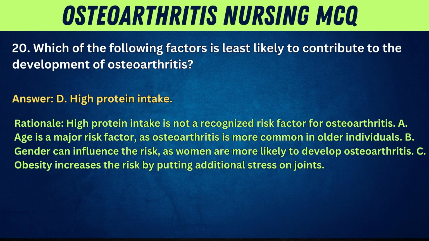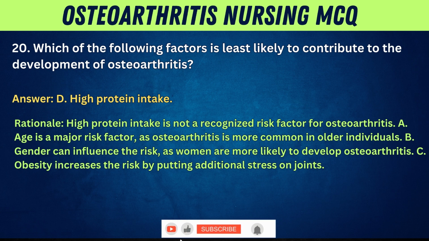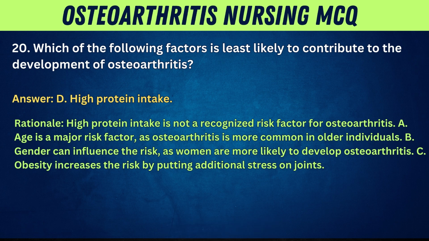A. Age is a major risk factor, as osteoarthritis is more common in older individuals. B. Gender can influence the risk, as women are more likely to develop osteoarthritis. C. Obesity increases the risk by putting additional stress on joints.